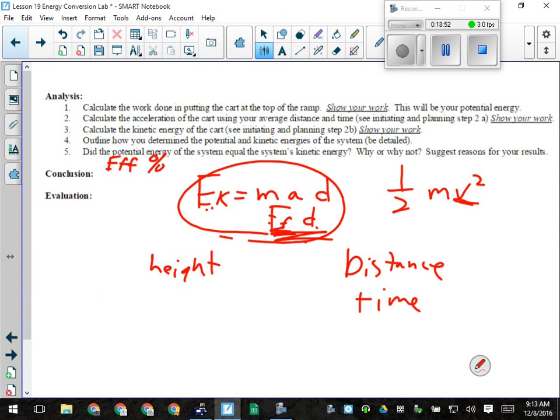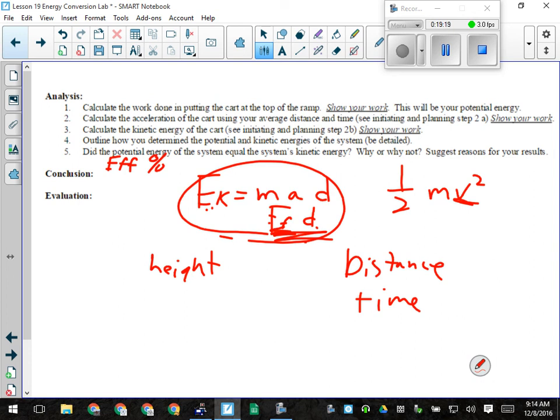So your analysis here. Calculate the work done in putting the cart at the top of the ramp. Show your work. This will be your potential energy. That's not a hard calculation, and you had to do it in the chart anyway. So you're basically filling in the chart for question number 1. Calculate the acceleration of the cart. So again, filling in the chart. A lot of these analysis questions are basically just filling in the chart. Just show me your work for at least one calculation, just so I know that you're doing it right.